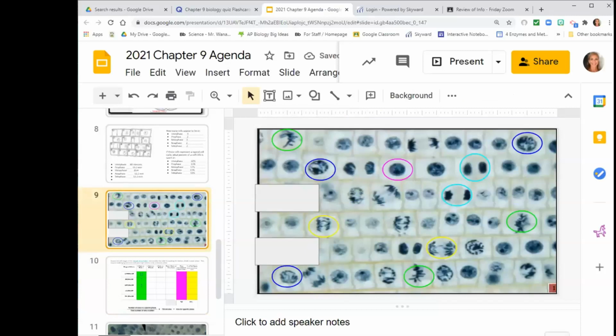And then let's see, Kylie, can you tell me how many you saw that were anaphase? Anaphase, you're looking at ones that are being pulled apart. I got 6 as well. And then telophase, let's go to Ethan, I've already called on you. Are you here?